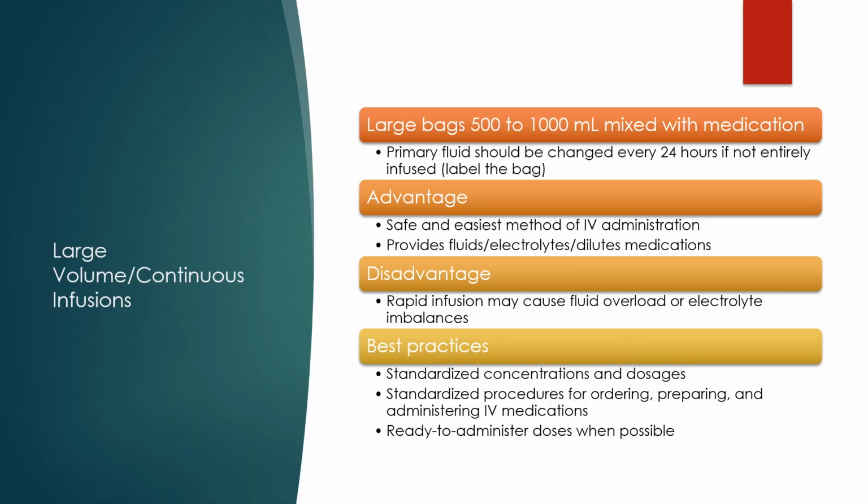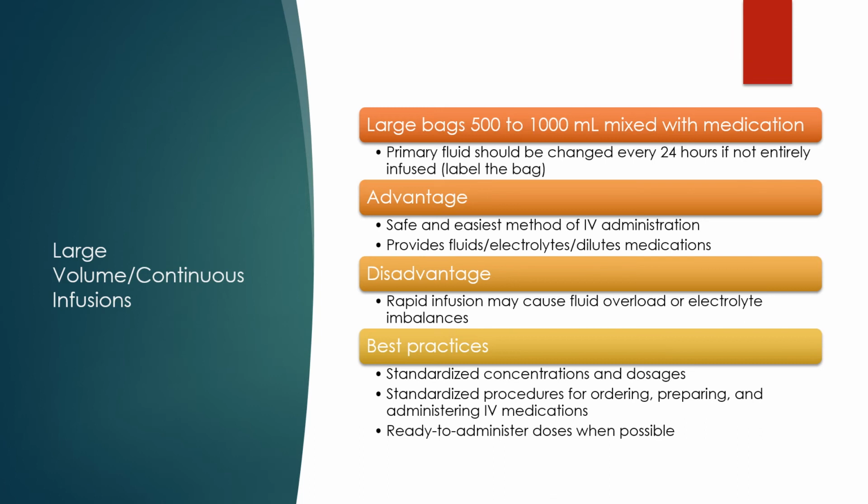Large volumes or continuous infusion volumes are primary medication. This is our 500 to 1,000 ml infusion that runs all the time, day and night. The advantages of this type of infusion include safety, and it's the easiest method that provides stability in fluids, electrolytes, and medication. The disadvantage is that it can cause overload or imbalance. So this is why it's vital for the nurse to check on the patients hourly if they have continuous fluids running.